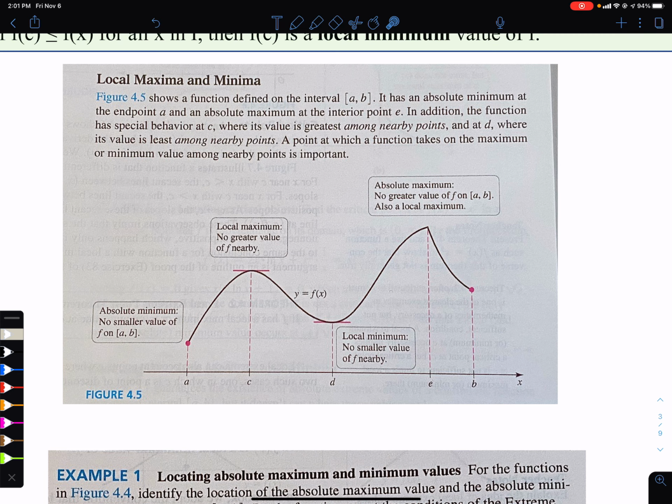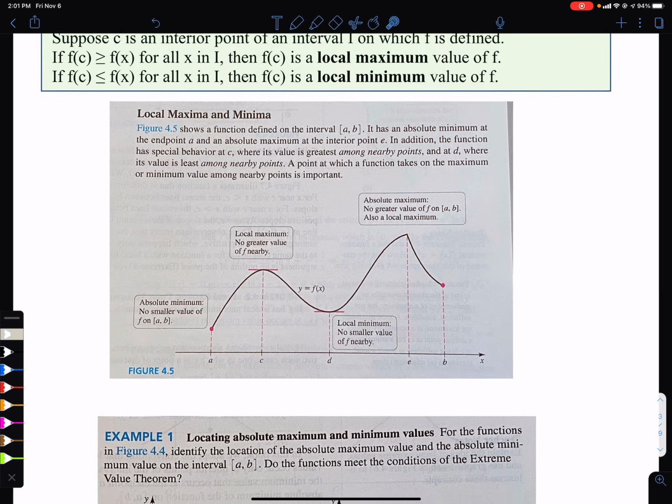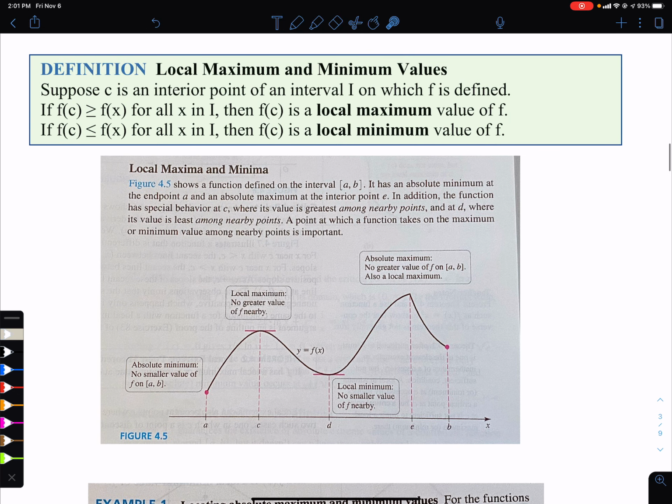Yeah, key thing, interior point. It cannot be an endpoint. Endpoints are not local maximums. Endpoints cannot be local minimums. It doesn't count. It has to be interior to the area.